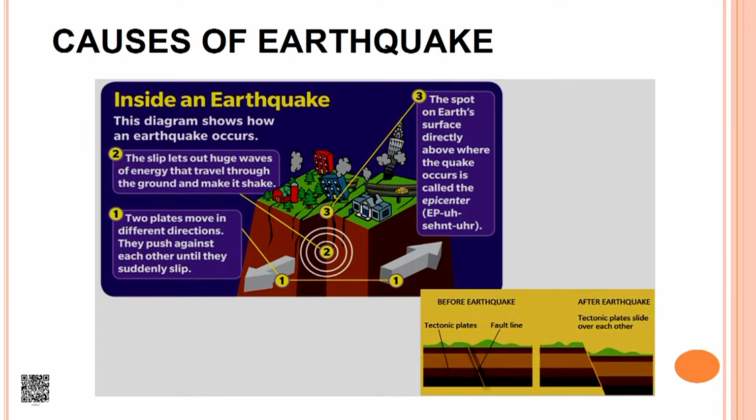First, tectonic plate movement. Earth's outer shell is divided into large pieces called tectonic plates. These plates are constantly moving, but very slowly, just a few centimeters per year. Most earthquakes occur along plate boundaries where plates interact.